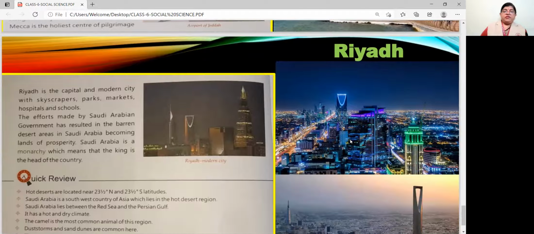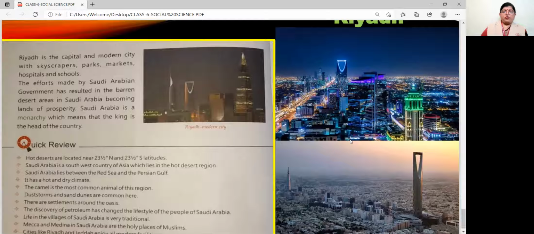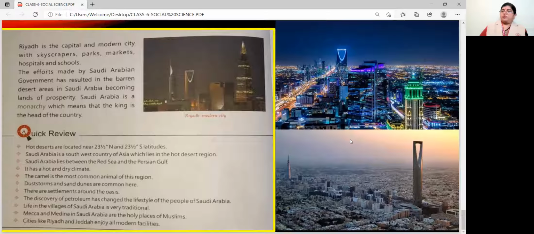Now, we'll have a quick review of some very important points about Saudi Arabia, which you all should know. Just see, a beautiful city. Hot deserts are located near which latitudes? The answer should be 23.5 degrees north and 23.5 degrees south latitudes. You can write Tropic of Cancer and Tropic of Capricorn also.